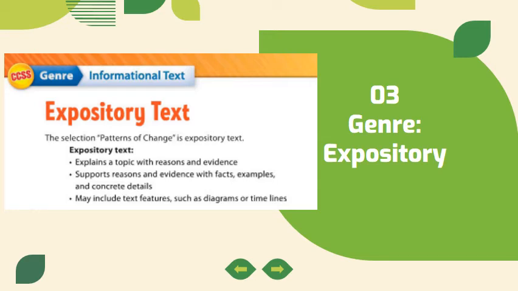Why? Because it explains a topic with reasons and evidence. It gives reasons and evidence. It supports reasons and evidence with facts, examples, and concrete details. It also includes features such as diagrams or timelines. It has diagrams here. If you notice, it gave us diagrams of rocks and diagrams of the rock cycle. It also supported the topic with facts and examples and specific details. Okay, it gave reasons and evidence. So here we have to say that our lesson is an expository text.